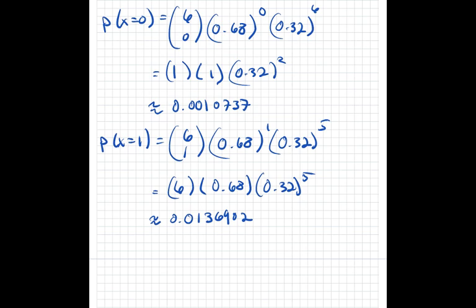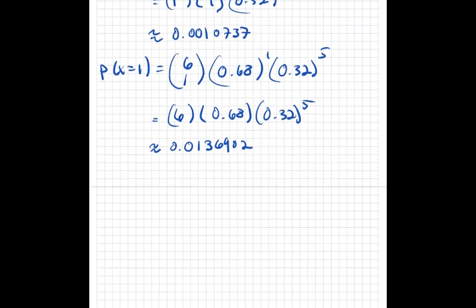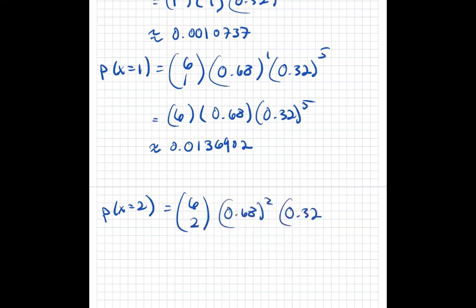All right, hopefully this should be okay. Let's calculate the probability that x is equal to 2. That's going to be 6 choose 2, 0.68 squared times 0.32 to the power of 4. Okay, you should notice a pattern by now. Let's calculate 6 choose 2.